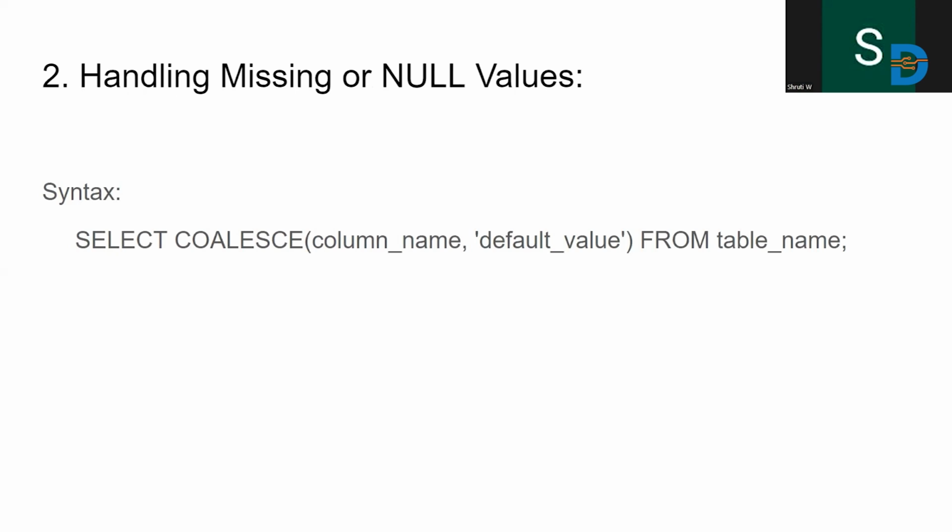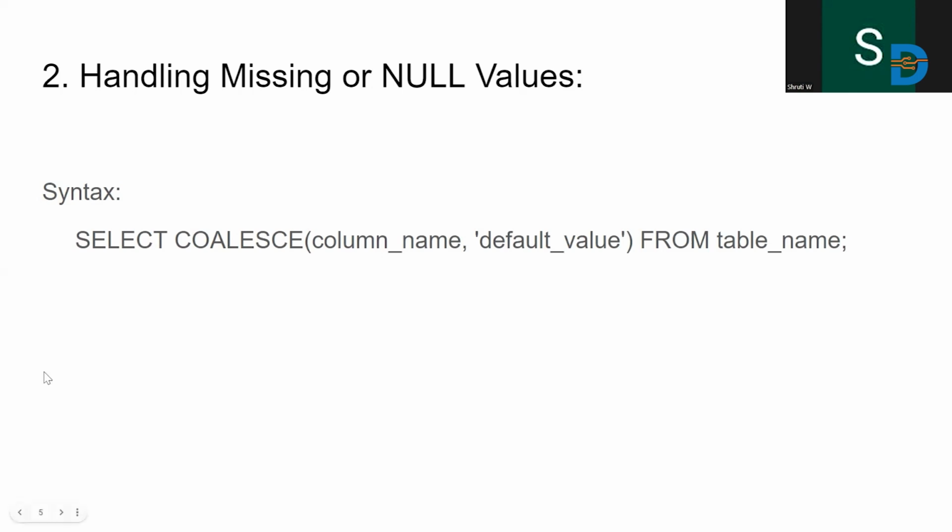Second is handling missing or null values. Often missing data is represented as NULL in SQL. Handling it is very important because it can cause errors in calculations or skew your results. SQL offers several ways to deal with this. You can use the COALESCE function to replace the null value with a default value, so you can ensure your data set is complete.